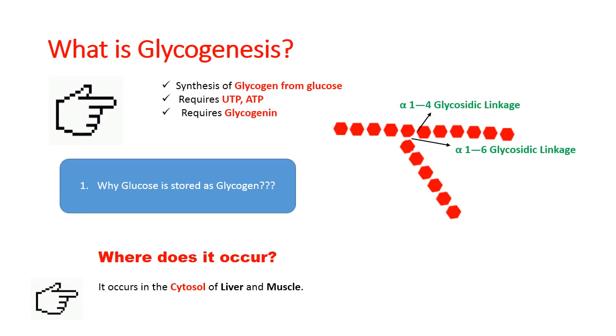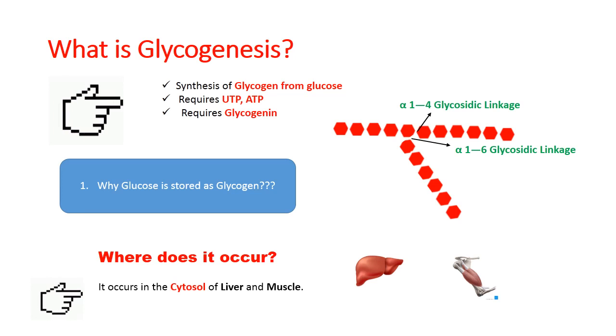Now, coming to the site of glycogenesis. It occurs in the cytosol of liver and muscle and a modest amount in our brain. But there is a difference between the glycogen metabolism in muscle and liver. The muscle glycogen can never produce free glucose because the muscle lacks the enzyme glucose 6-phosphatase.